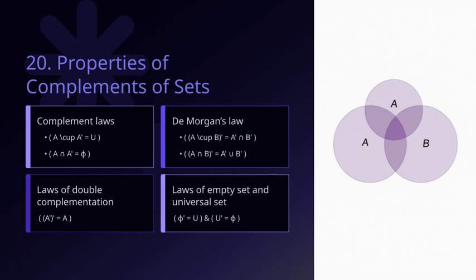All these properties are interconnected, and understanding them helps us work more effectively with set operations, especially in areas like logic, probability, and computer science. They form the backbone of how we reason about sets and their relationships.